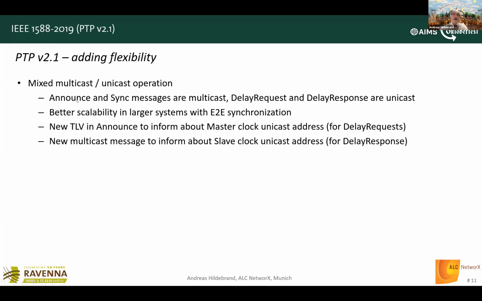So that means that announce and sync messages are sent out by masters or the grandmaster through multicast, and all the delay request and delay response messages can be transported in unicast. This is, of course, addressing better scalability, particularly in larger systems, which use end-to-end synchronization. So in order to achieve this, new TLV blocks have been added to the announce message, and new multicast messages have been added to inform the system about the particular unicast addresses for such a case.